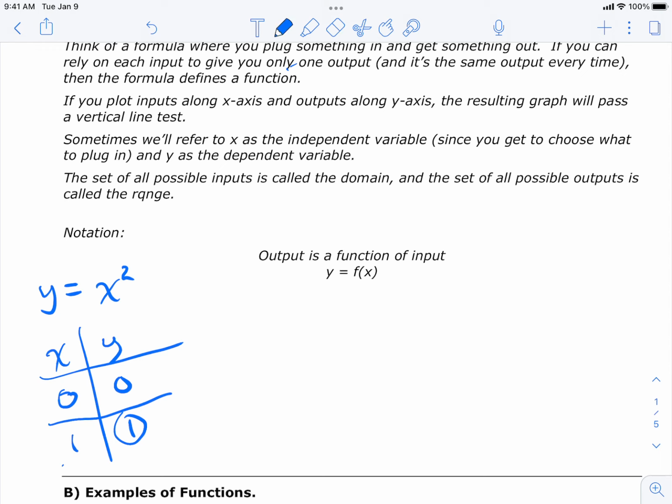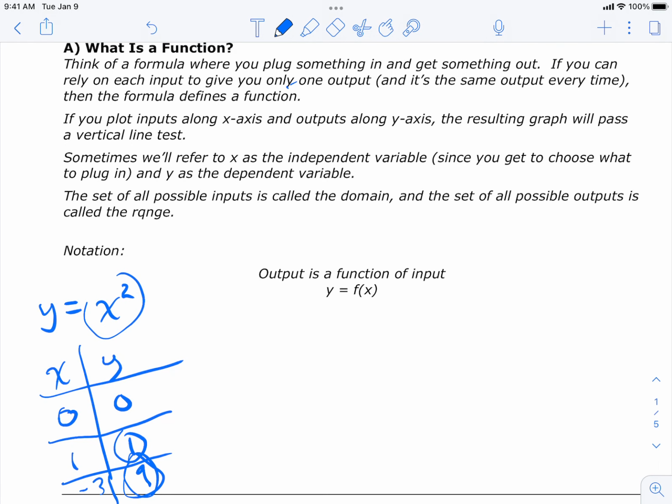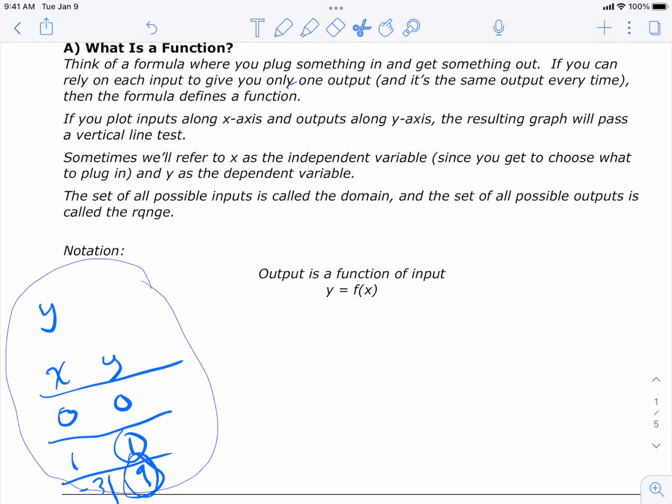We need that property. If I plug in -3, anything I make up, if I plug in -3 here and square it, I get a positive 9. That's the only answer, and it's always that answer. Okay, so most formulas we play with in real life are functions. Not all of them, but most of them are going to be functions, and we're going to actually limit ourselves pretty much to functions for the rest of the course. But that's the idea. That's what you need.